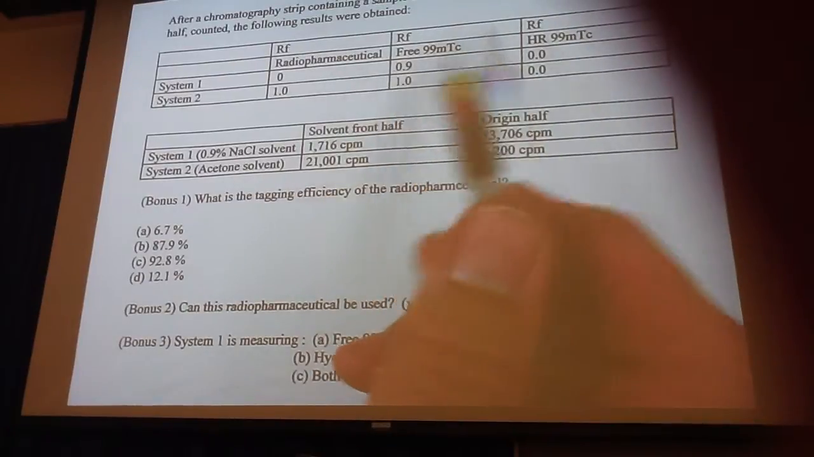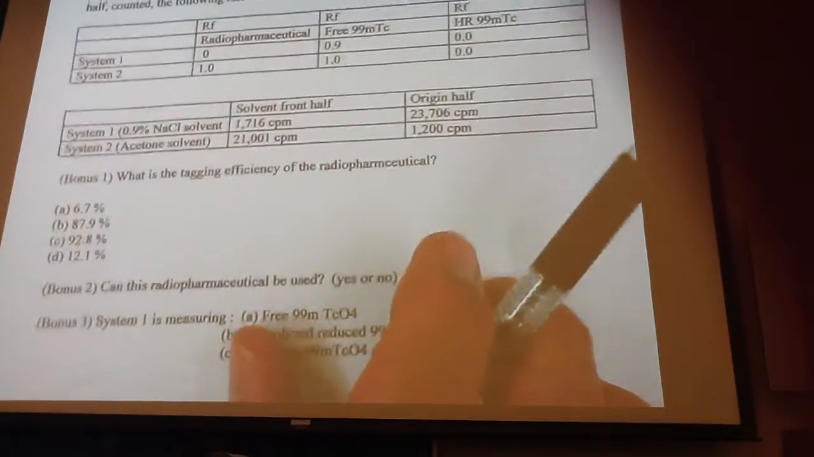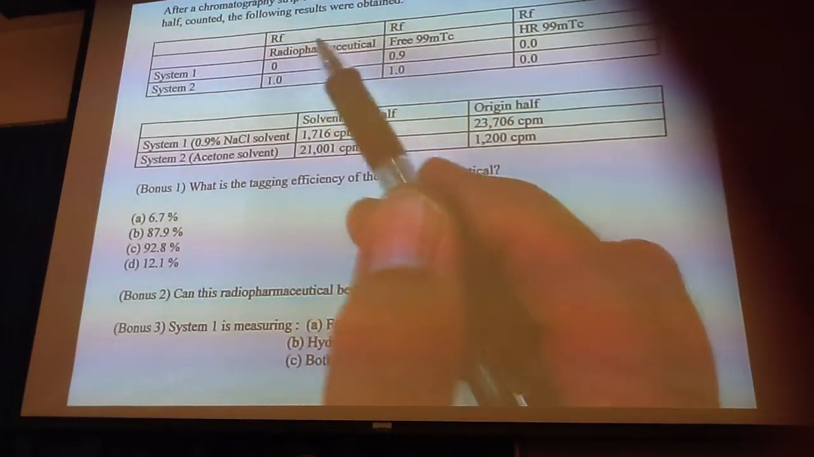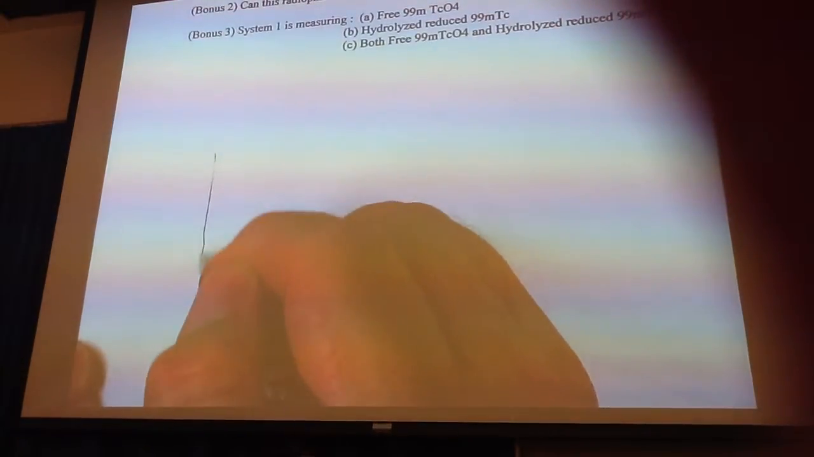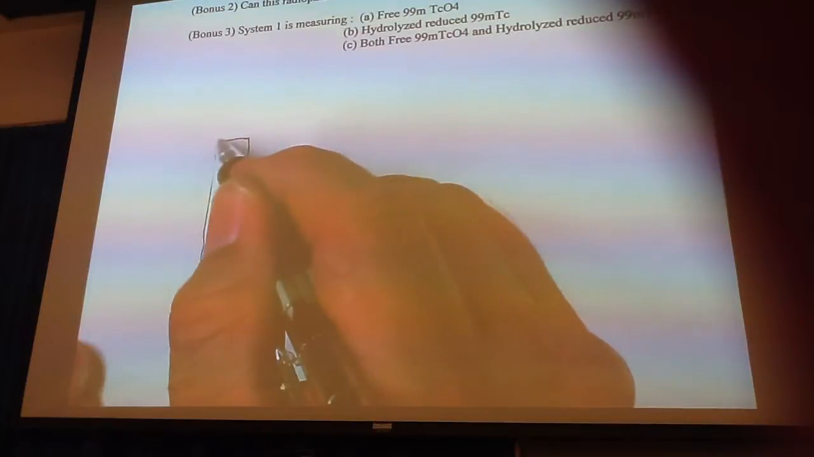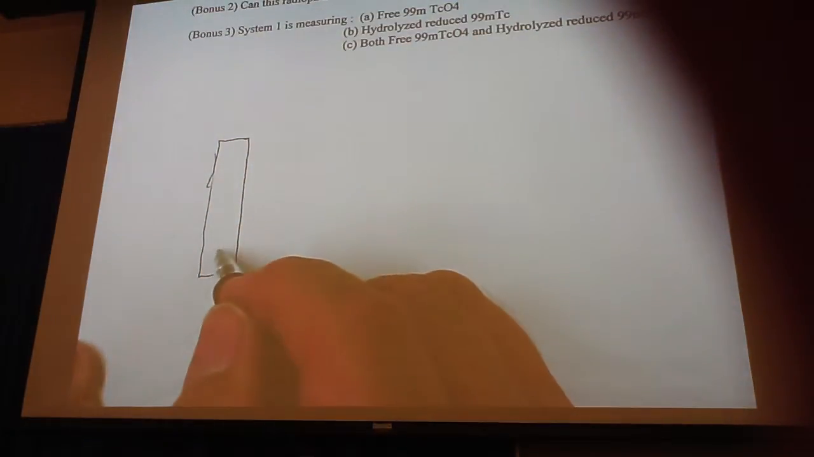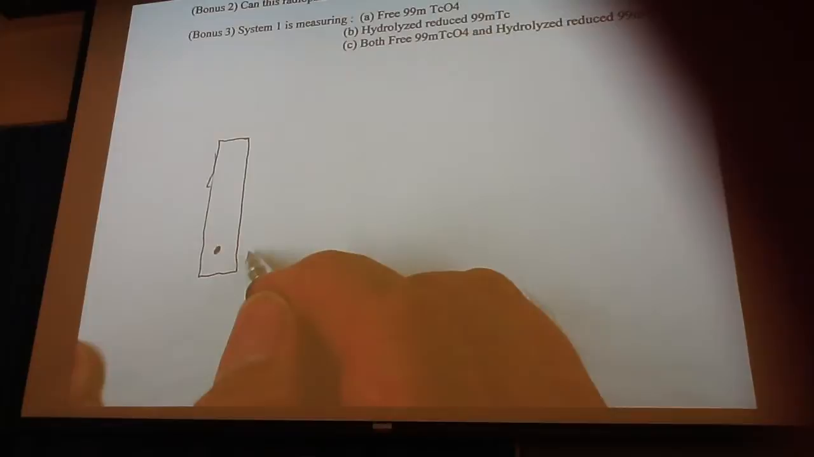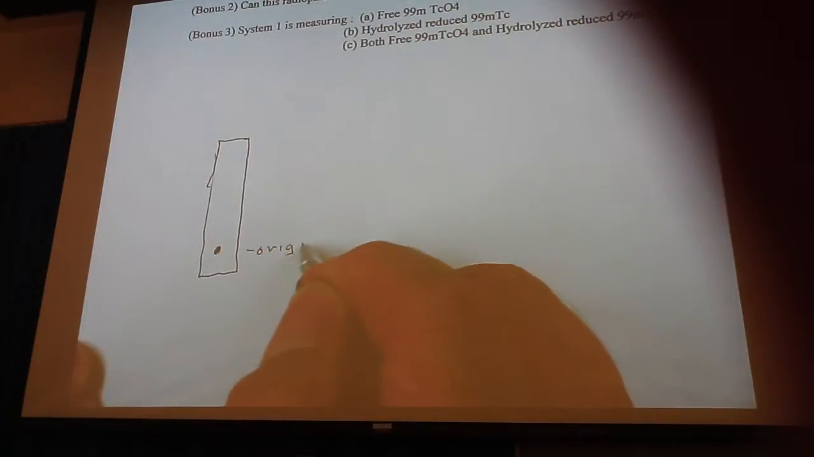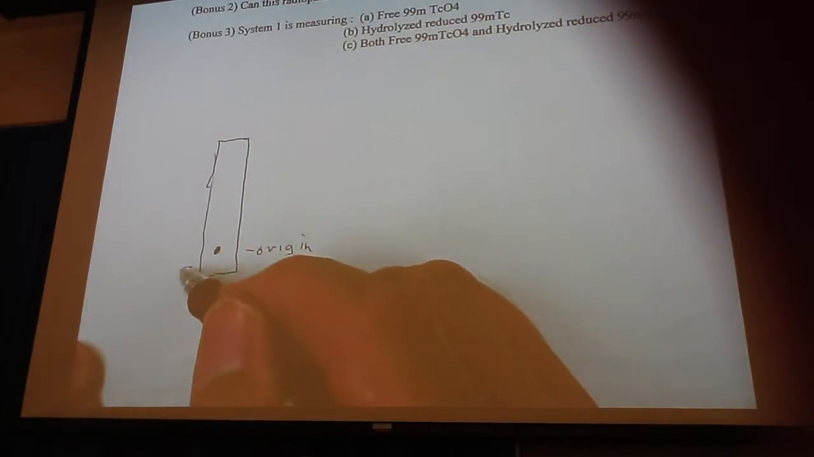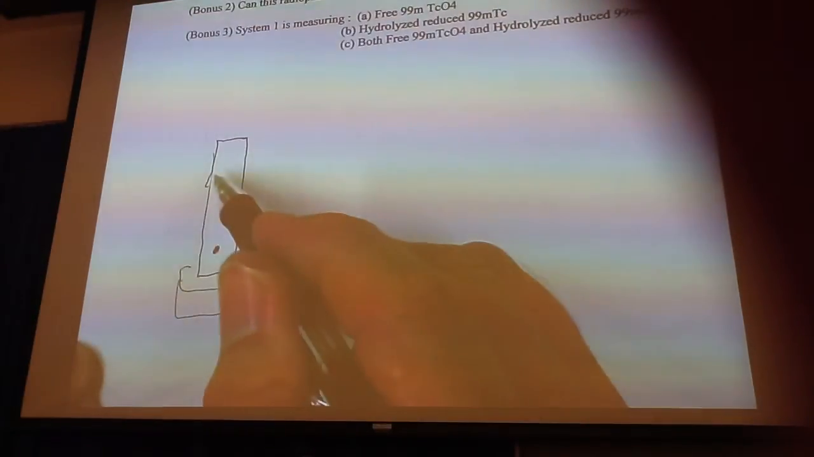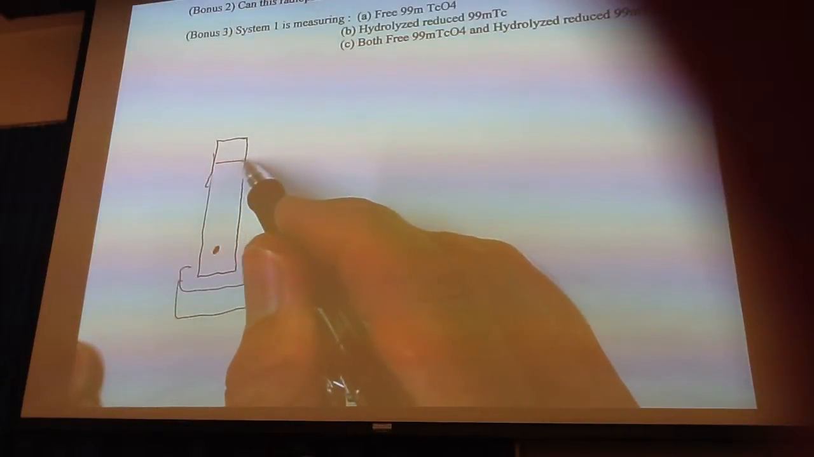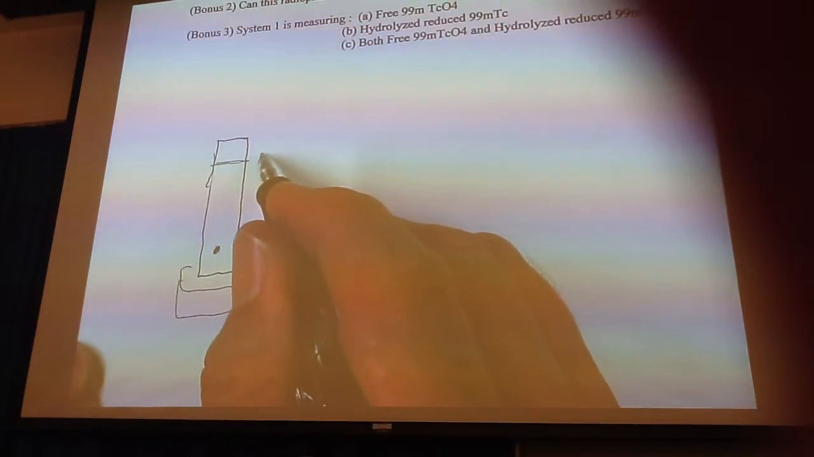And typically when you see this type of stuff here, does everyone remember what relative flow is? Okay, yeah. Basically what we do is we put a drop of our radiopharmaceutical that we call the origin, and then we put it in the solvent, and then the solvent moves up to a certain distance. You put it in for the same amount of time, and this up here is called the solvent front.